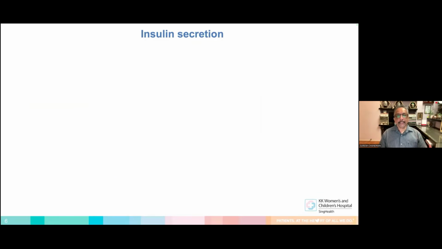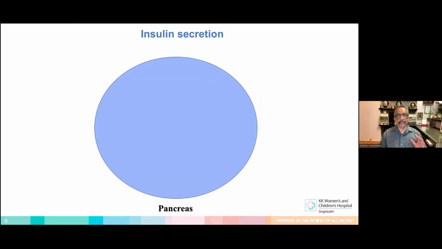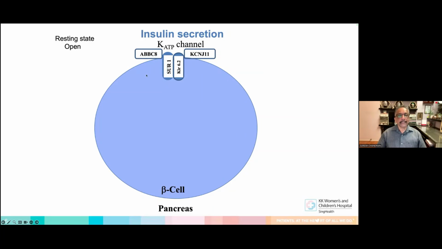So before we start with that, let us see the normal insulin secretion mechanism in the beta cell. So this is a pancreas with a beta cell, and the key structure is the potassium ATP channel, which is composed of two components, the sulfonylurea receptor and the potassium inward rectifier. And it is regulated by the ABCC8 gene and the KCNJ11 gene on the 11th chromosome. At the resting state, which means the beta cell is not challenged by glucose, the channel remains comfortably open. But when the glucose comes into the cell, the channel closes.